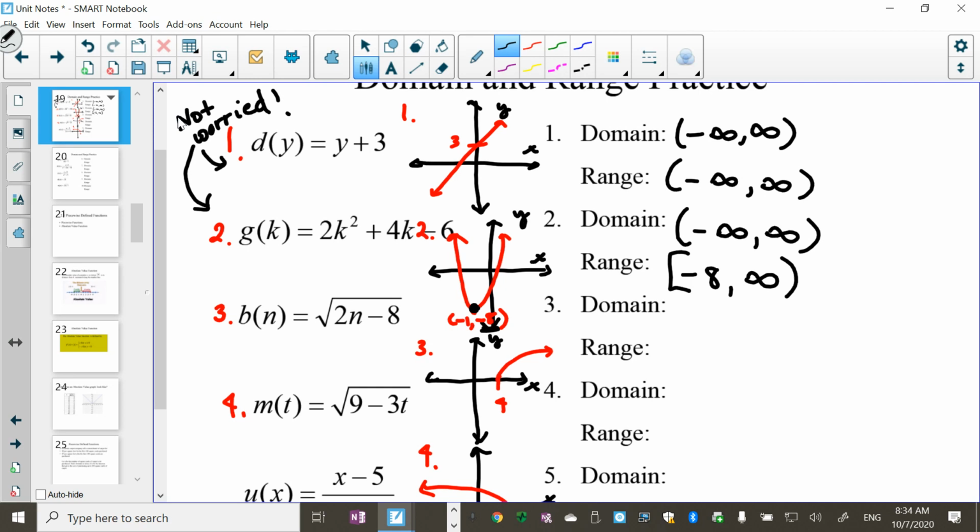So I started with, I'm not worried at all. My domain and range are all real numbers. Number 2 is, I'm not worried about what goes in my function, but the only thing that comes out is -8 and higher for my y's. Okay?